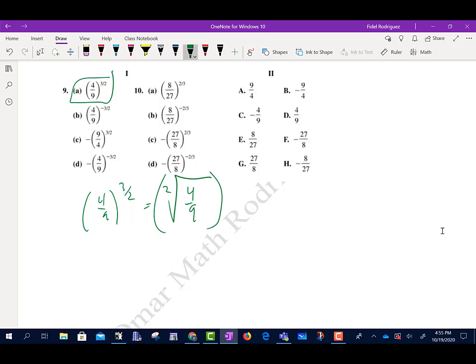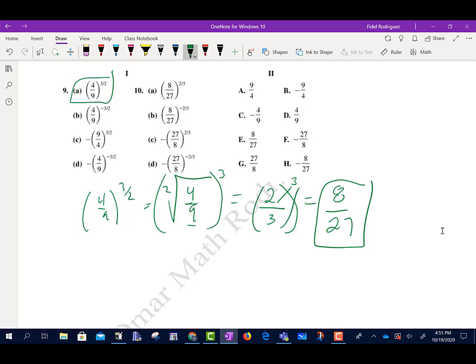Sorry, I keep saying 49. And then I'm going to cube it. Okay. So first off, what's the square root of 4? The square root of 4 is 2. What's the square root of 9? The square root of 9 is 3. Now we're going to raise it to the third power. So 2 to the third means 2 times 2 times 2, which is 8. 3 to the third means 3 times 3 times 3, which is 27. So this one here will match up with that one right there, right?